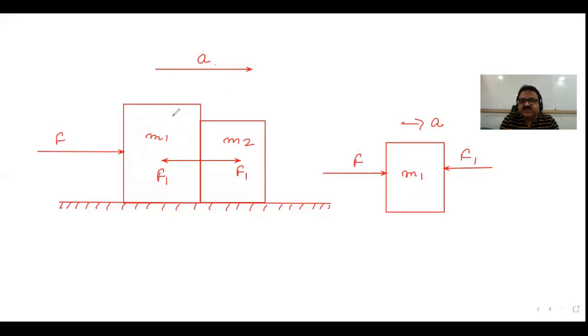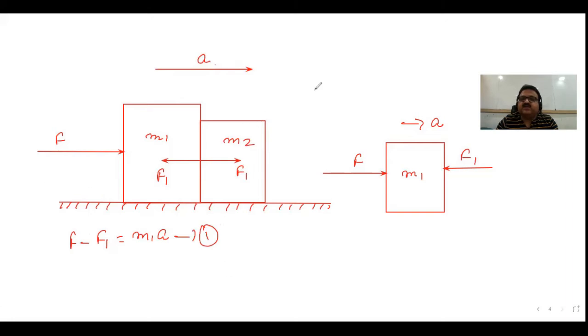Now, since the system is moving towards the right, obviously F is more than F1. So write down the equation of motion first. The net force acting on M1 is F minus F1, which is equal to M1A. Mark it equation number 1.